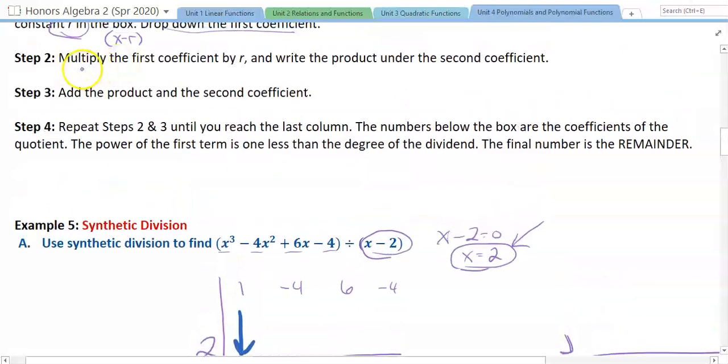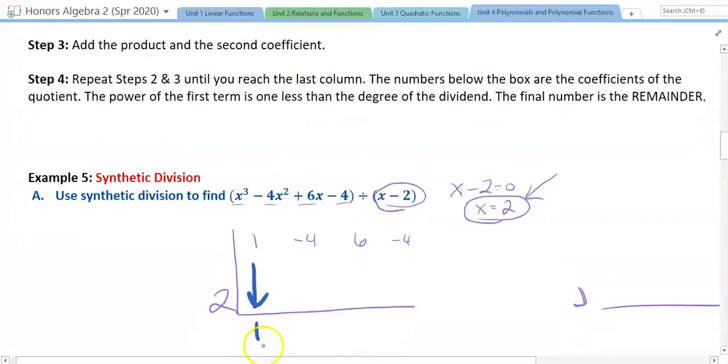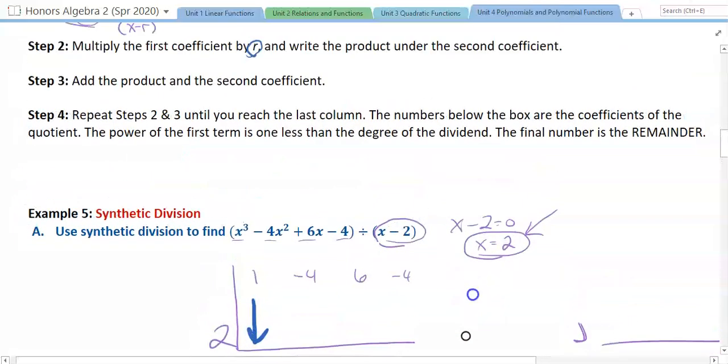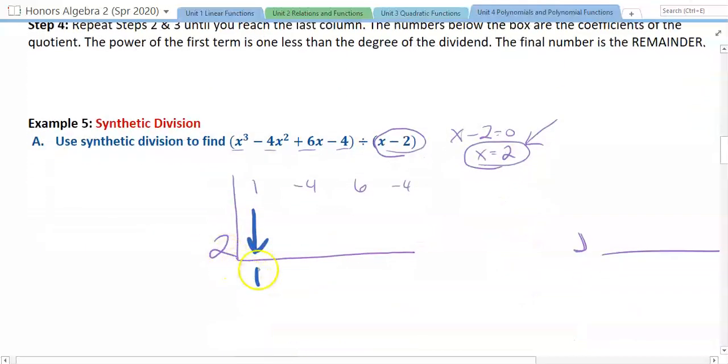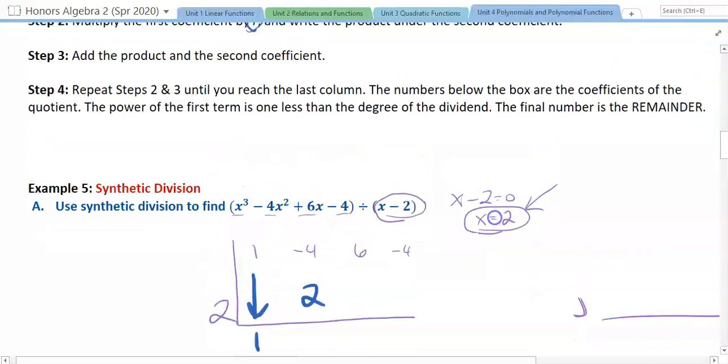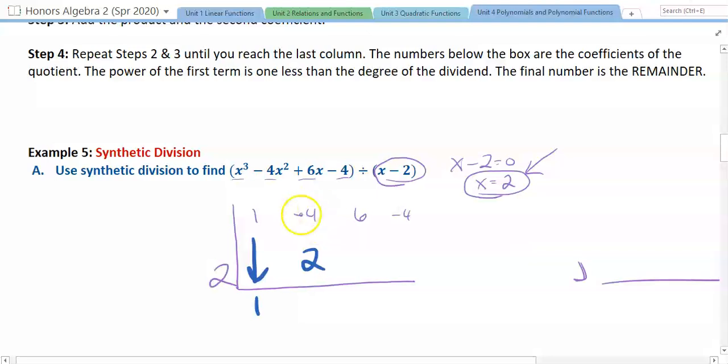And then step 2 says to multiply the first coefficient by the r. So we're going to take this 1 that we now have and write the product under the second coefficient. And so 2 times 1 is 2, so I write the 2 here. And then step 3 says to add the product and the second coefficient. So we're going to take the negative 4 and add it to the 2, and we're going to get negative 2. And then step 4 says repeat the steps until you reach the last column.